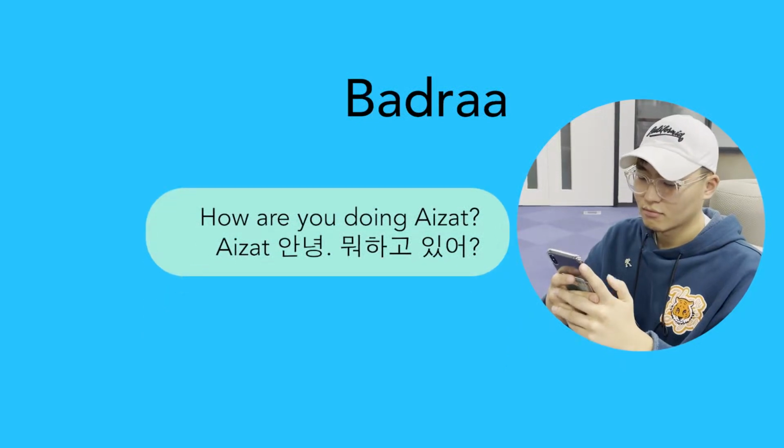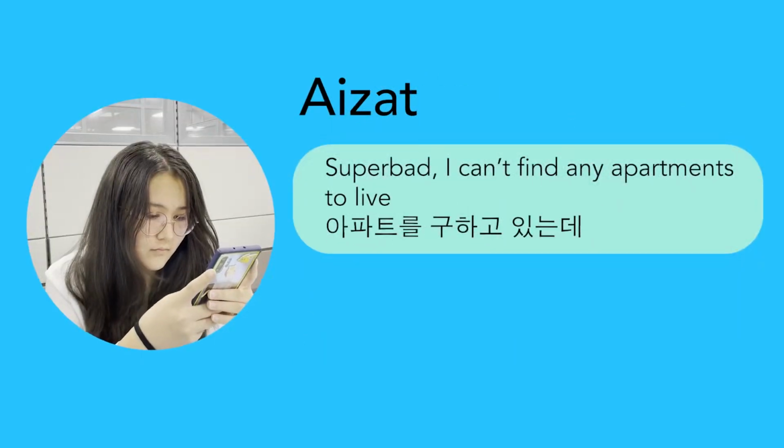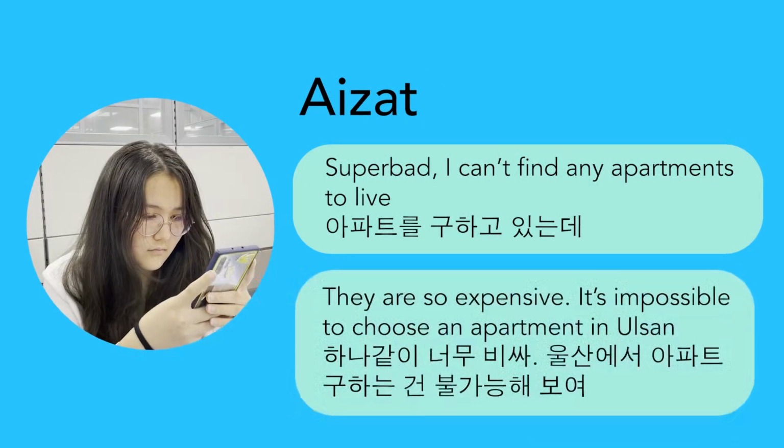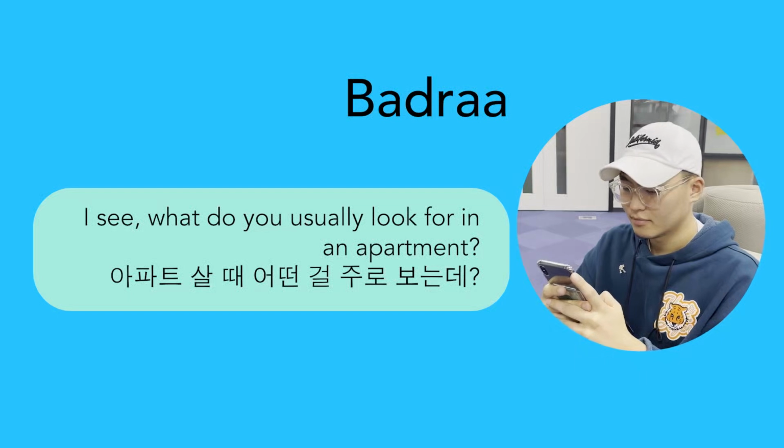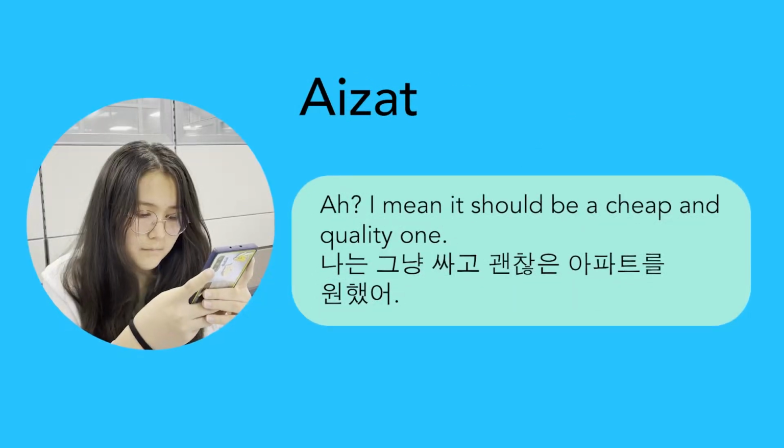How are you doing, Aizat? Super bad. I can't find any apartments to live. They are so expensive. It's impossible to choose an apartment in Ulsan. I see. What do you usually look for in an apartment? It should be a cheap and a quality one.